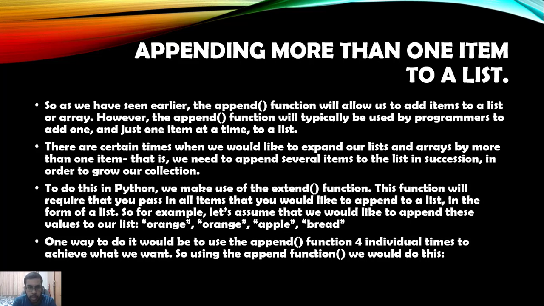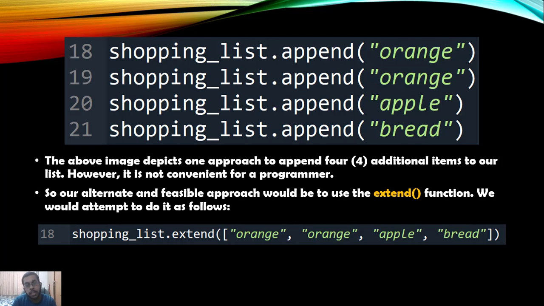This function will require that you pass in all items that you would like to append to a list in the form of a list. So for example, let's assume that we would like to append these values to our list: orange, orange, apple, bread. One way to do it would be to use the append function 4 individual times to achieve what we want. So using the append function, we would do this. shoppinglist.append orange, shoppinglist.append orange, shoppinglist.append apple, shoppinglist.append bread.